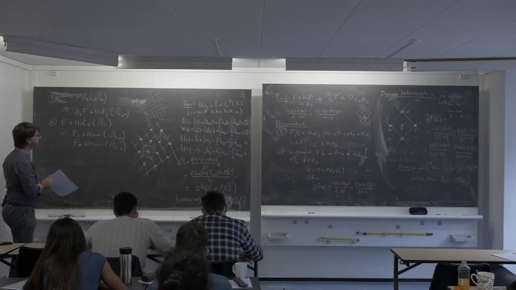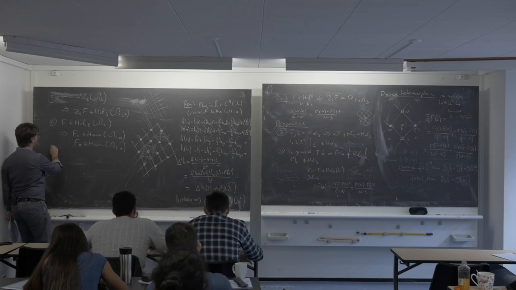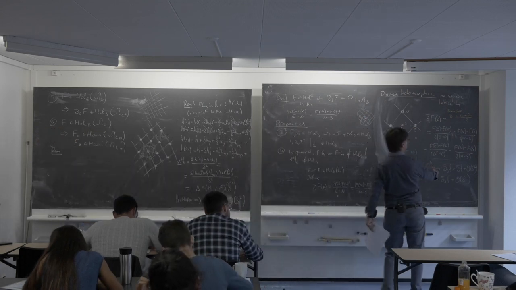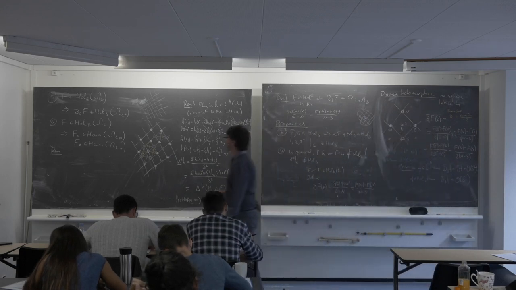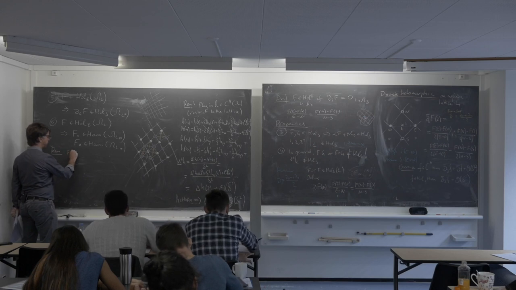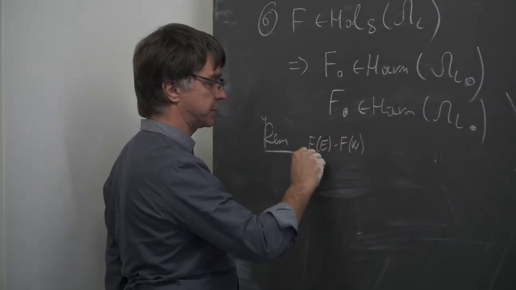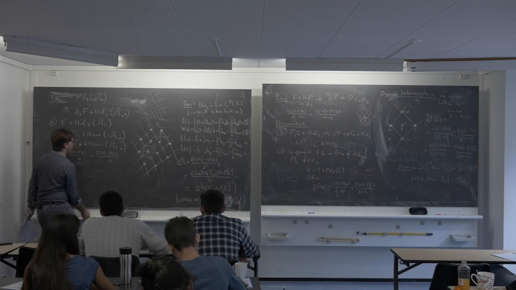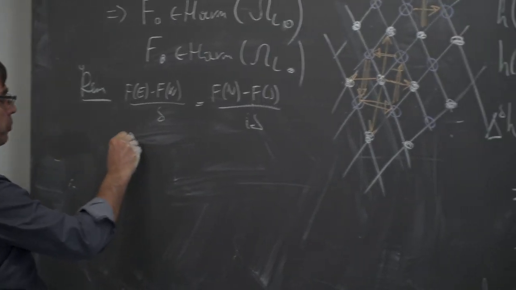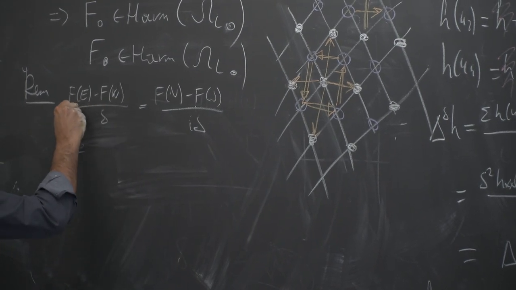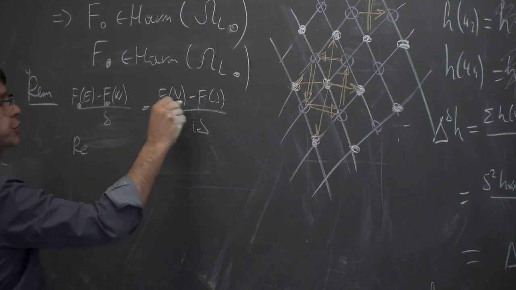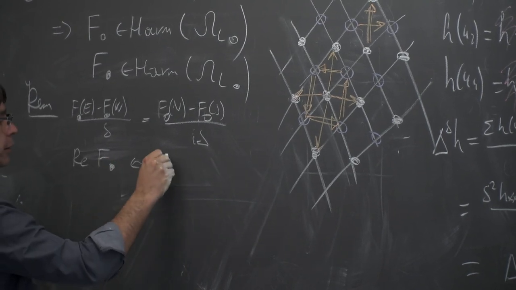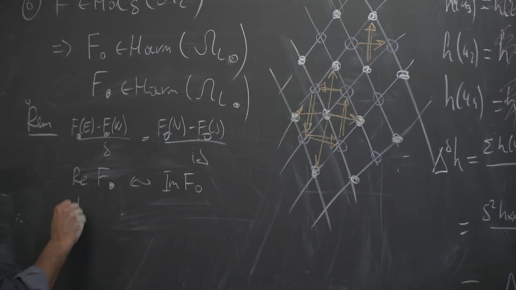So this is the trick, and because of that, if you look at the Cauchy-Riemann relation, we have written here that these two things are equal. So f of east minus f of west divided by delta is equal to f of north minus f of south divided by i delta. So what does it relate? It relates a real part. So those are vertices which are black, and those are vertices which are white. So it relates the real part of vertices here to the imaginary part here, and vice versa.